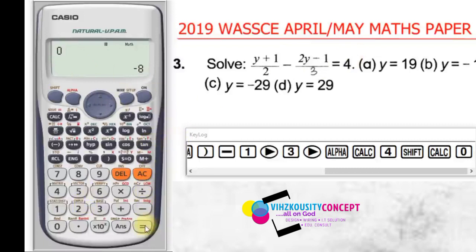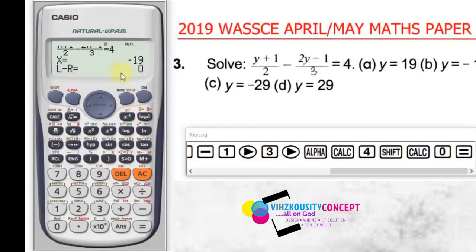numeral. So I can press equal to, and you can see the calculator is telling me that the solution to this question is that my unknown is minus 19. That means B is the correct option. Y is minus 19. Is the calculator not interesting? It is interesting.